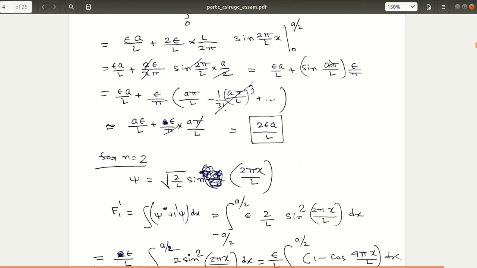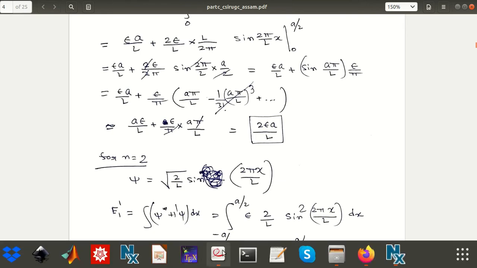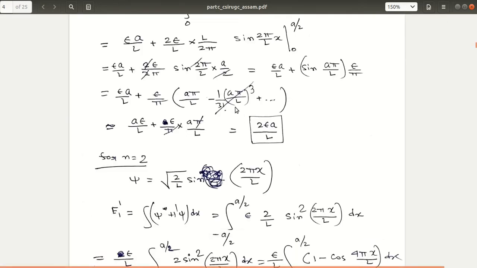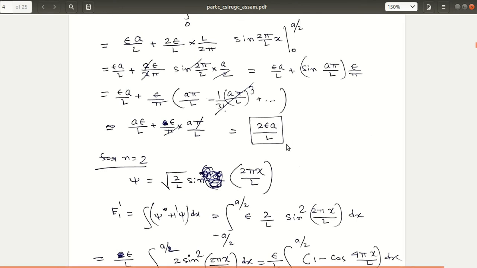So epsilon a by L plus epsilon by pi into sin of a pi by L. If you expand the sine in its series, which is basically x minus x cube by 3 factorial, we have only the first order, as we have told here, first order in epsilon and first order in a. So we'll neglect the higher order terms and get only the first order term, which is a pi by L, and multiplying it with epsilon by pi gives epsilon a by L, which in total gives 2 epsilon a by L. So for n equal to 1, the correction is 2 epsilon a by L.